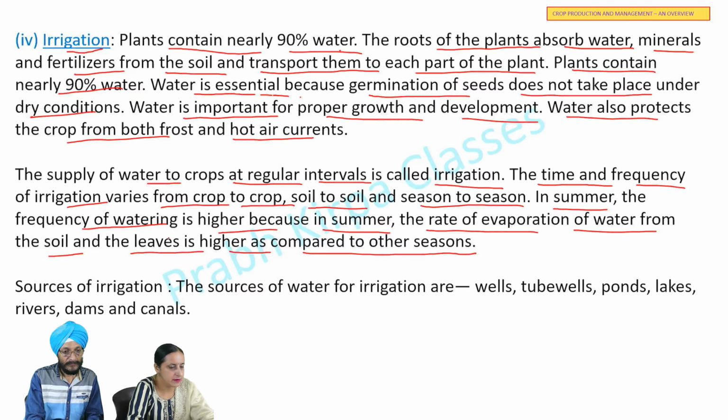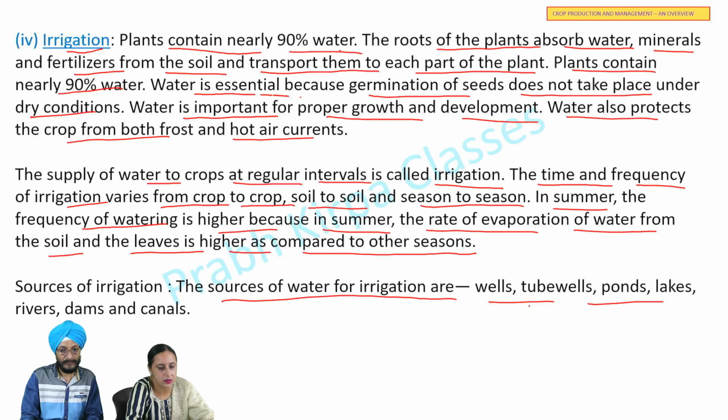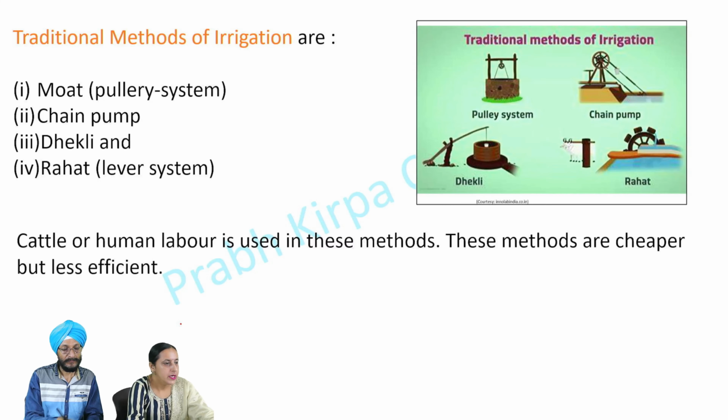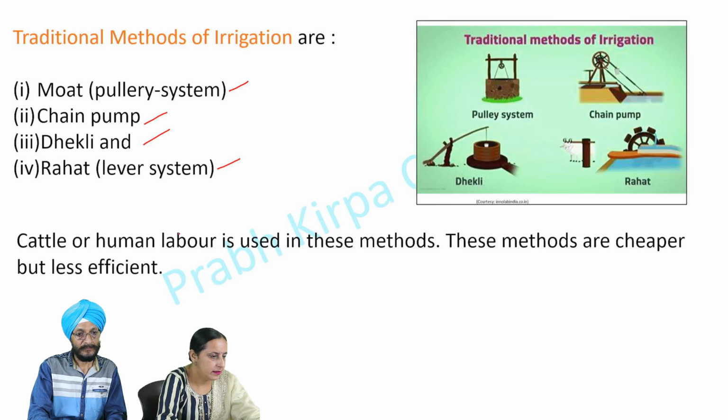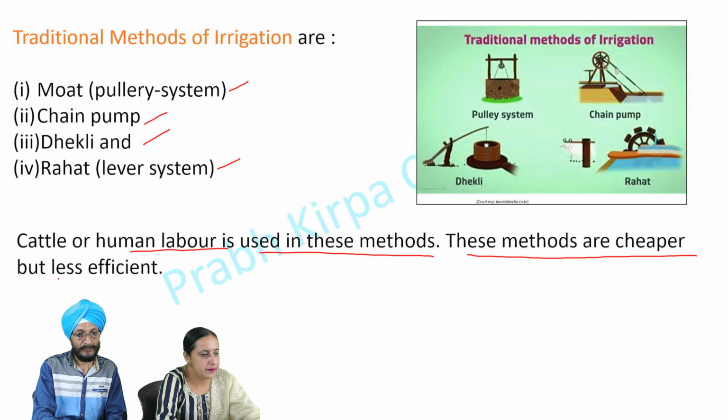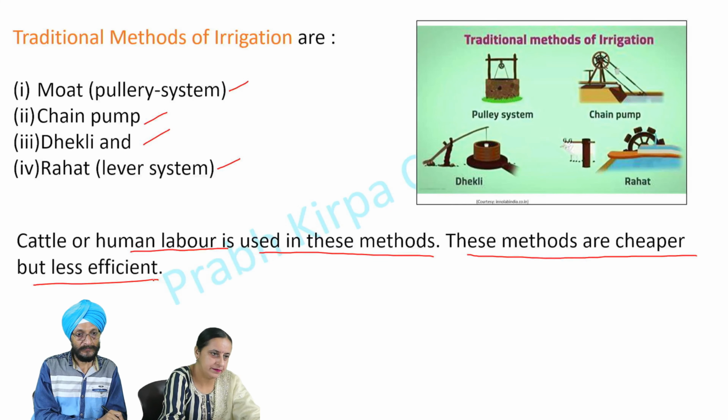Sources of irrigation. The sources of water for irrigation are wells, tube wells, ponds, lakes, rivers, dams, and canals. Traditional methods of irrigation are number one, moat. Number two, chain pump. Third, dhekli and rahat. Cattle or human labor is used in these methods. These methods are cheaper but less efficient.